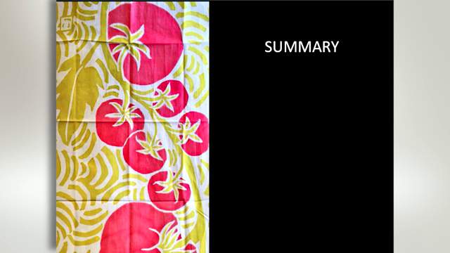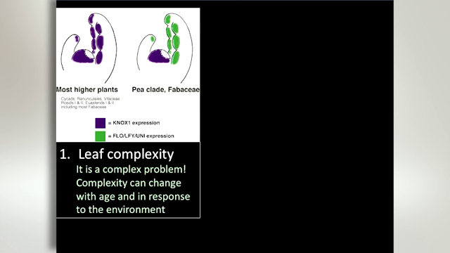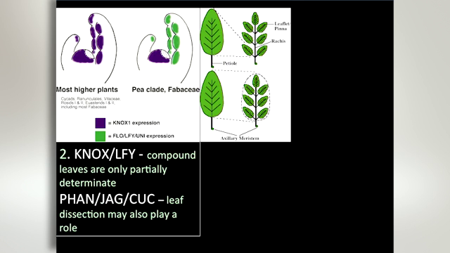So I just want to summarize what I told you, and say that I showed you that leaf complexity is a complex problem, and many genes seem to be involved. Complexity can change with age and in response to the environment. I showed you that because genes regulating indeterminacy in the vegetative or the reproductive shoot seem to play a role in compound leaf development, compound leaves are only partially determinate organs, and then genes that regulate leaf dissection also play a role. So we really are not looking at an either-or scenario. They are sitting in the middle where both kinds of programs are involved.